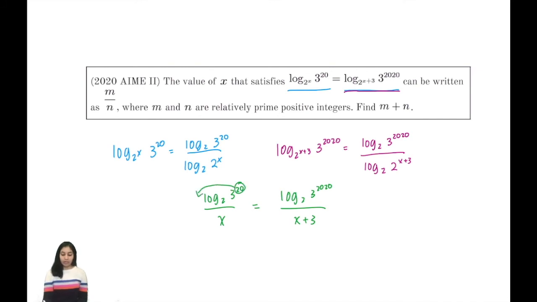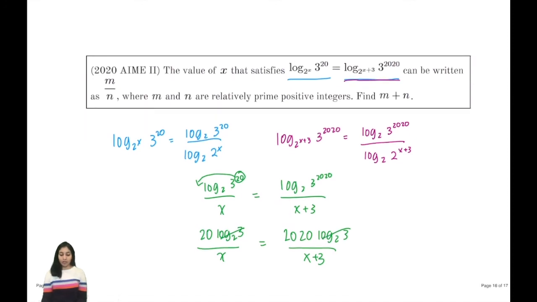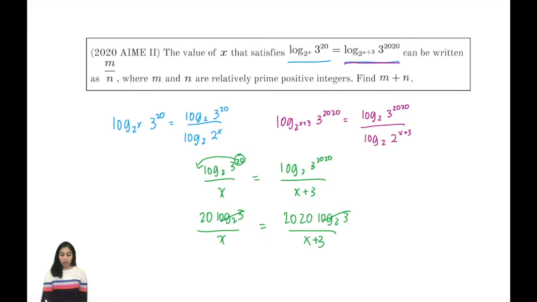So we get that this expression is equal to 20 times log base 2 of 3 over x, and that's equal to 2020 log base 2 of 3 over x plus 3. Now we can just cancel log base 2 of 3 from both sides, and we can cross multiply. That gives us that 20 times x plus 3 is equal to 2020 times x.